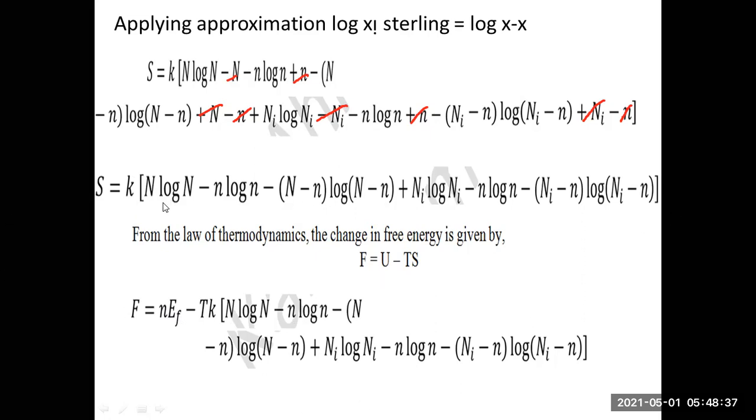So we just see N log N minus N, minus of capital N minus small n, capital N minus small n, log of capital N minus small n as it is, plus n suffix i log of n_i minus n log n, minus of n_i minus n log of n suffix i minus n. So with this I think that you are having a very clear idea.